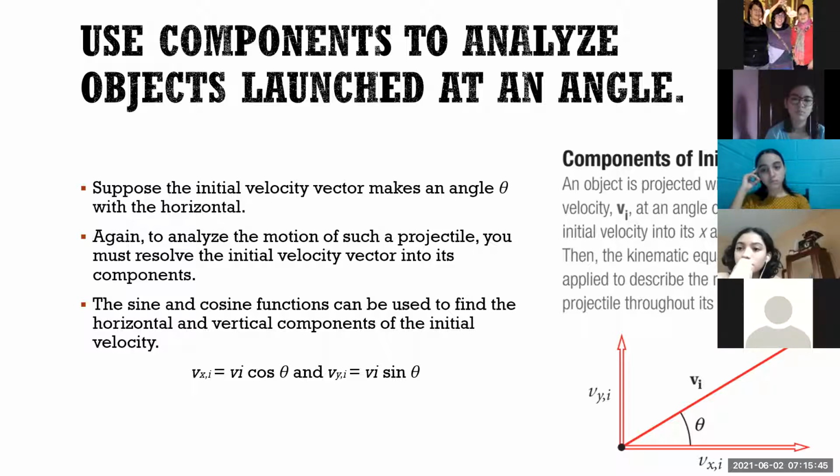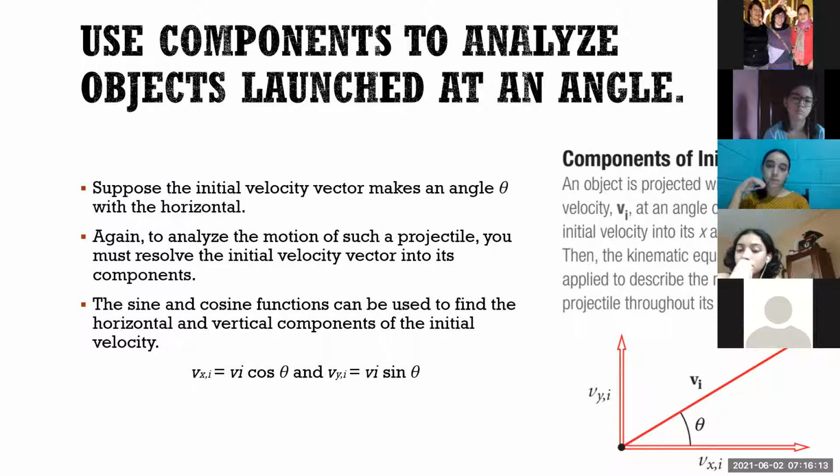Now, how do you get the components of the initial velocity? Remember the sine and cosine functions. They can be used to find horizontal and vertical components. So, to find the x component of the initial velocity, you will be using cosine, and to find the vertical component of the initial velocity, you will be using sine.